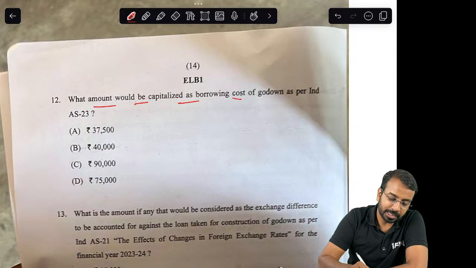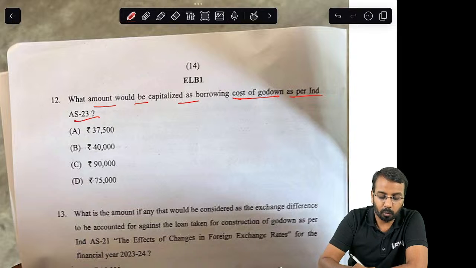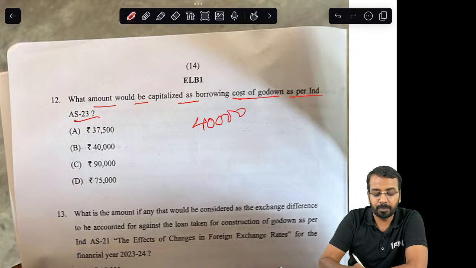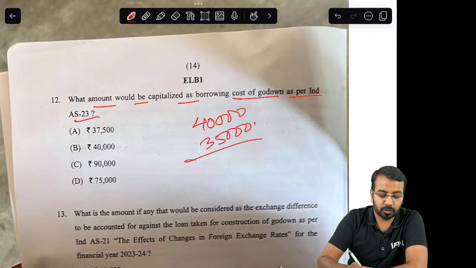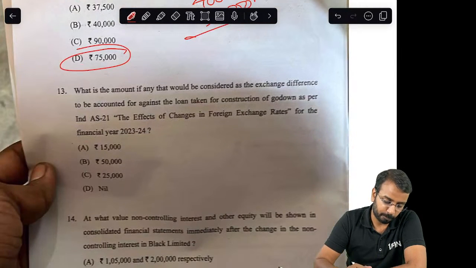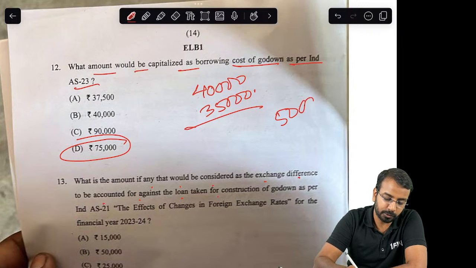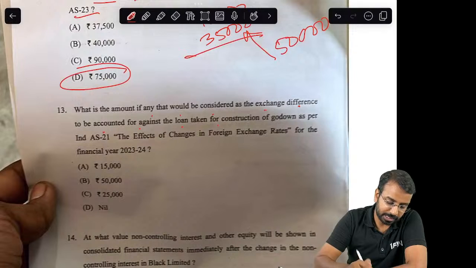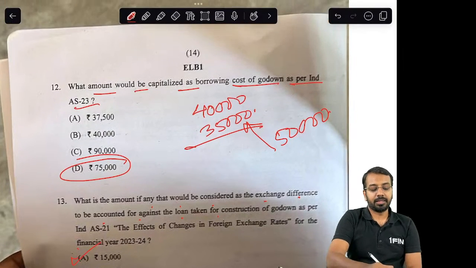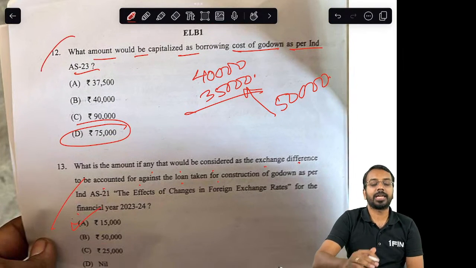What amount should be capitalized as borrowing cost of godown as per Ind AS 23? One is the interest that you have paid, 40,000, and 35,000 of savings, so 75,000 will be charged. What amount, if any, would be considered as exchange difference to be accounted for against the loan taken? So exchange difference was 50,000, 35,000 is capitalized, 15,000 is this. So see, these two questions are pretty much cakewalk for you.